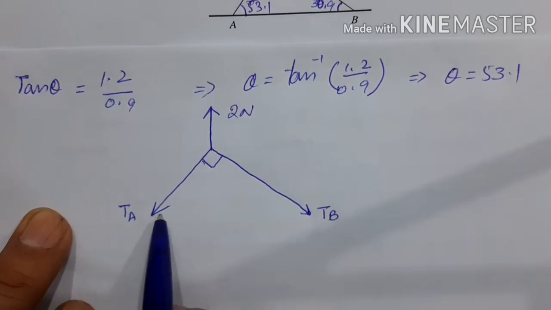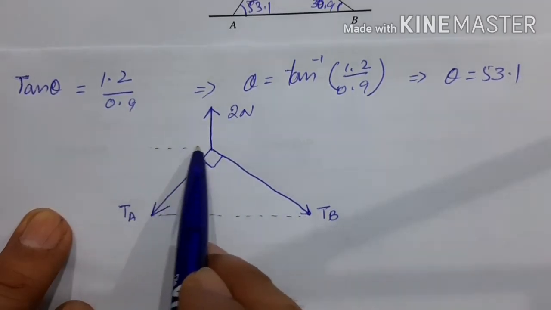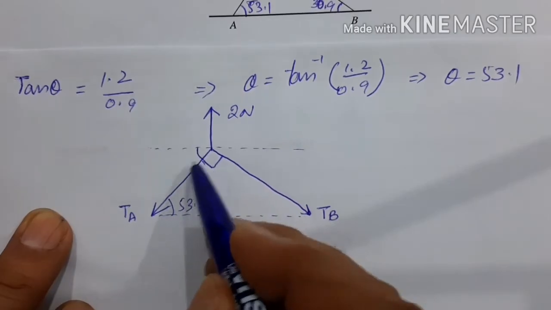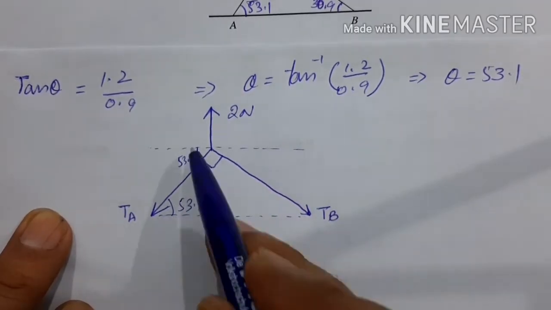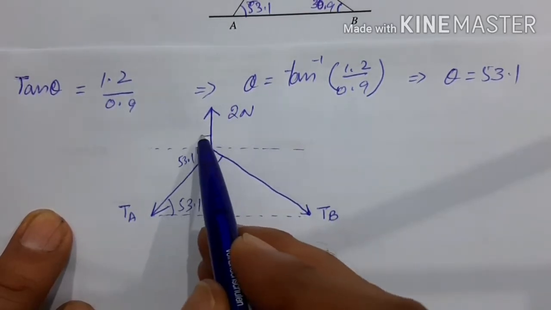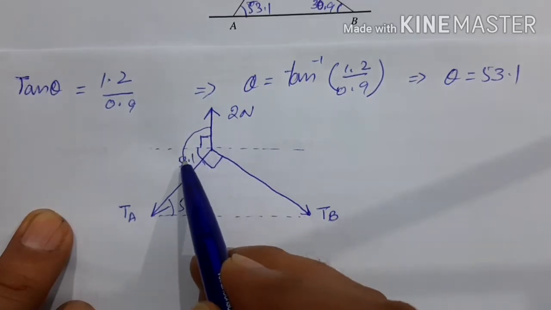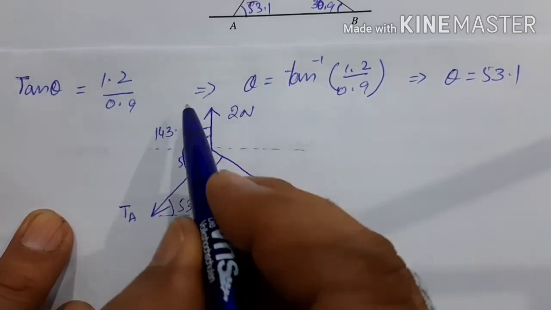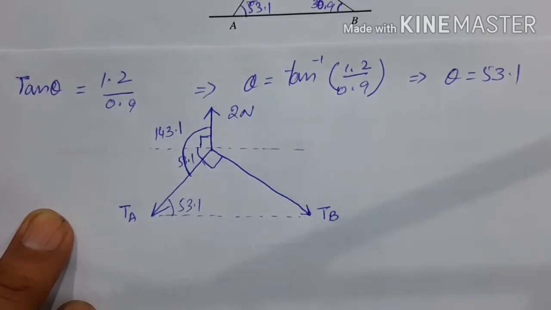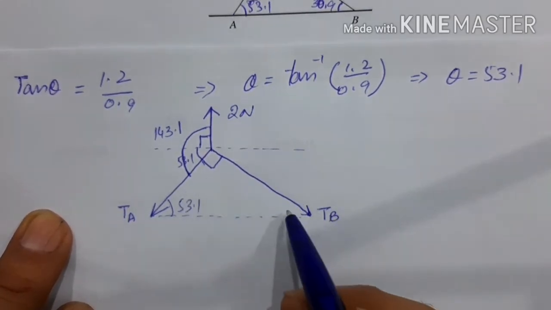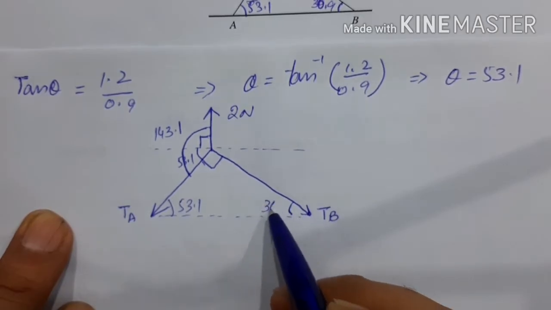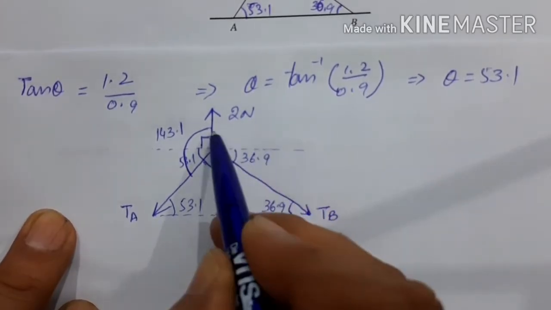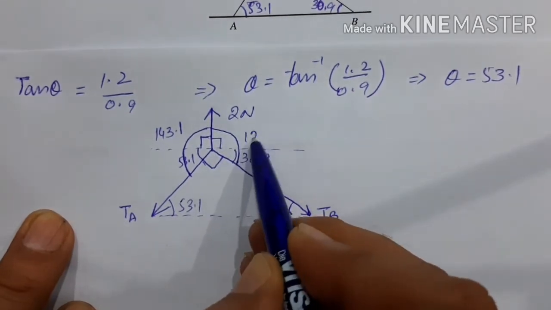Okay. If this is 53.1, this will also be 53.1 because they are corresponding angles. This is 90. So the total angle will be 90 plus 53.1, 143.1. This will be the total angle here. Now, if this is 36.9, this will also be 36.9. So this is 90. So the total angle will be 126.9.